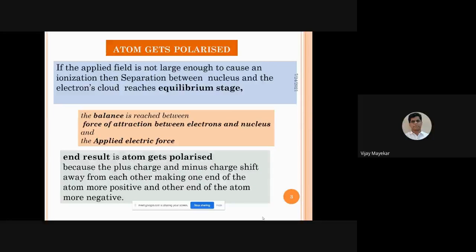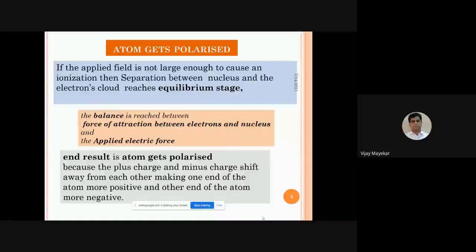If the applied electric field is not large enough to cause ionization, then the separation between the nucleus and the electron cloud reaches an equilibrium stage. Here we are referring to a DC electric field, so the direction of the electric field is not changing. Once the equilibrium stage is reached, there is a balance between the force of attraction between electrons and nucleus, so they want to come back together, and the applied electric force, which wants to keep them separated.